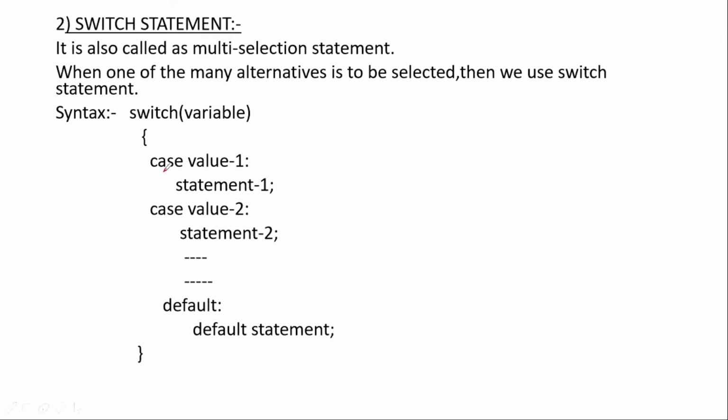This is the syntax for the switch statement. Switch is a keyword. Here we give the variable we want, and then the cases. Case value 1, statement 1, case value 2, statement 2, and so on. Whatever variable you give, the matching case will be executed, and if none of the case values matches the switch variable, then the default statement will be printed.